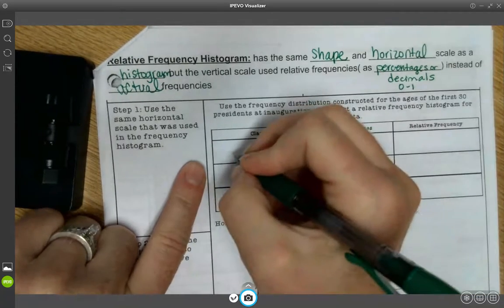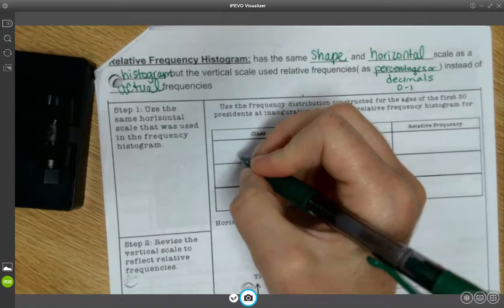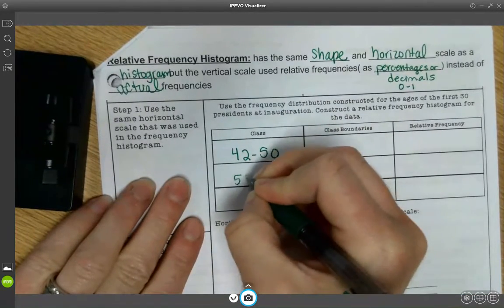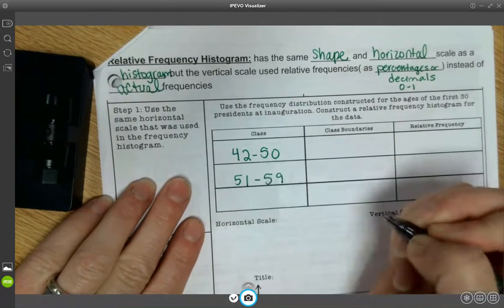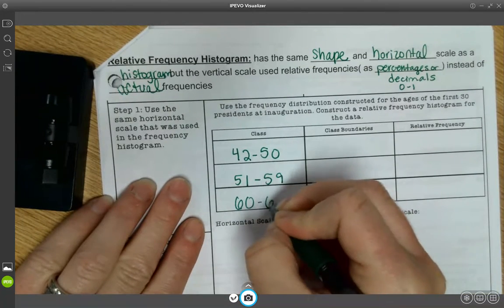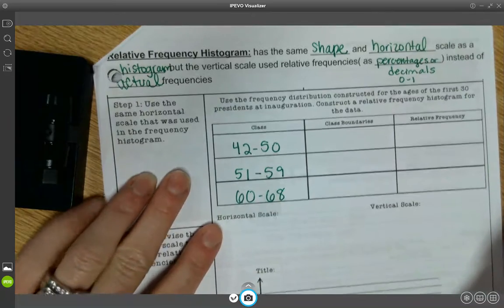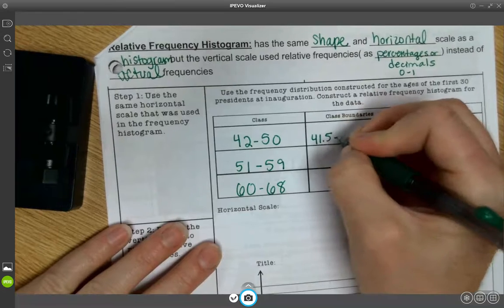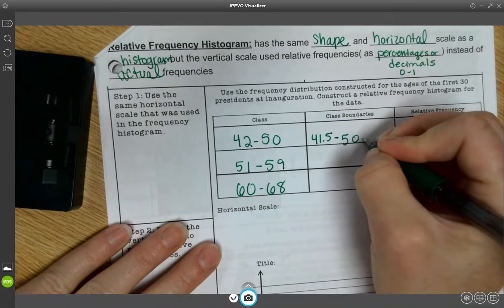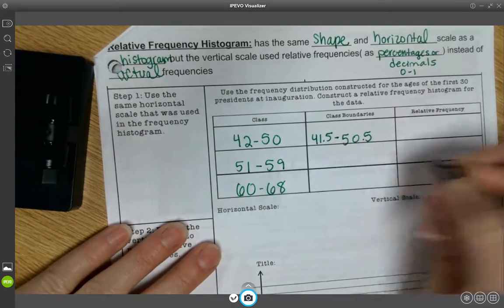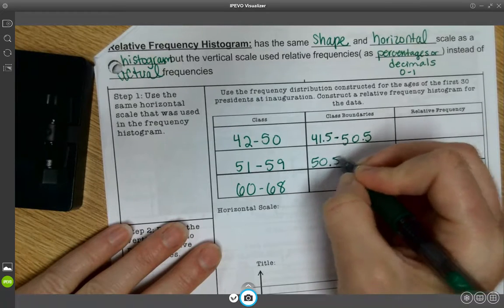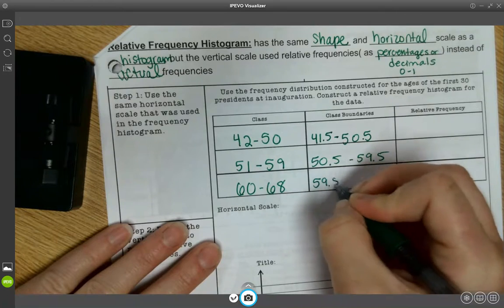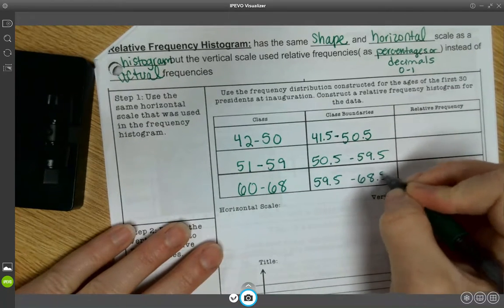So our classes are, let's see, go back to the previous page, 42 to 50, 51 to 59, 60 to 68. And then our boundaries are the same as last example, 41.5 to 50.5, 50.5 to 59.5, 59.5 to 68.5.